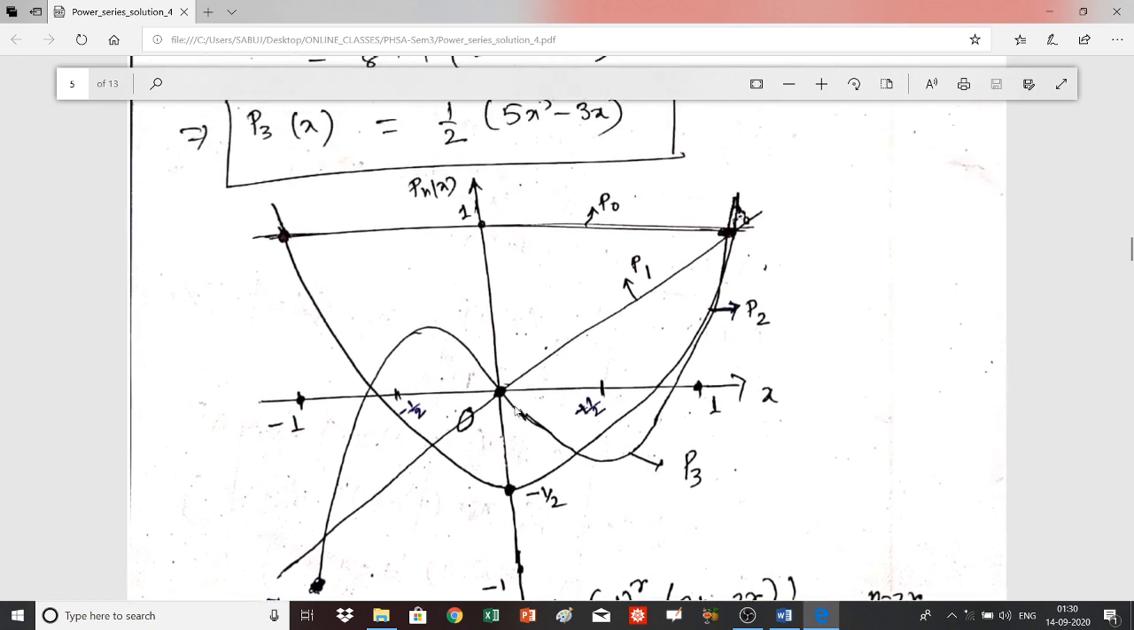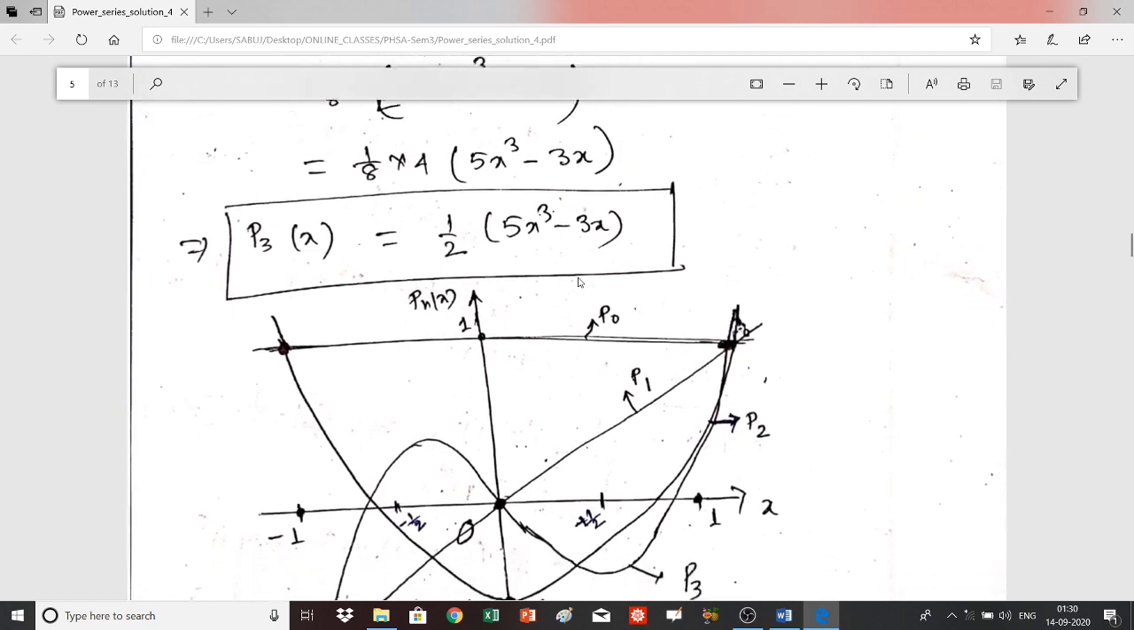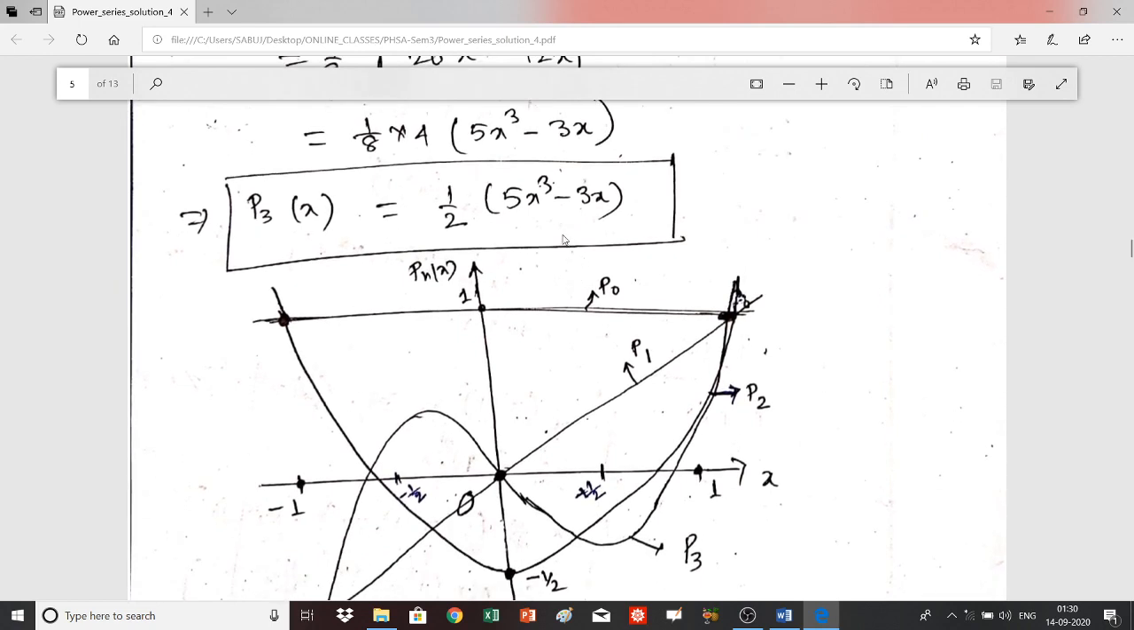Next, for P3, you have P3 is equal to half of 5x cube minus 3x. So for x equal to 0, P3 equals 0, so this point is here. Now for x equal to 1, I am writing 1 here. It will give you 5 minus 3, that means 2, and this 2 will cancel out, and finally you will have P3 for x equal to 1 as 1. So it is written here, 1 is there.